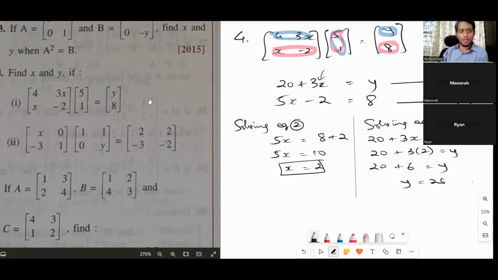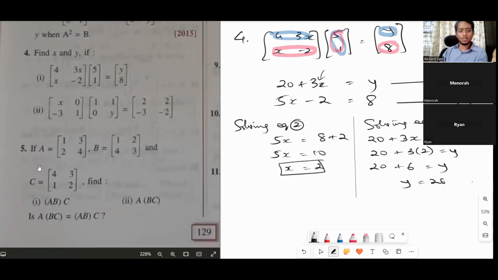Got it, everyone? All right, time is up. Just do the fifth one also as your homework and we will end with this, okay? Fifth one is AB into C or A into BC. See if you're getting the same answer in both.